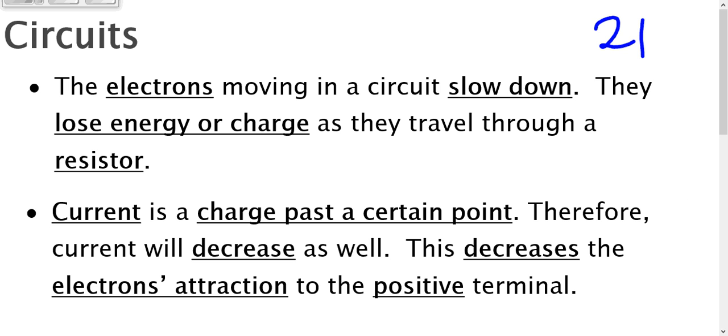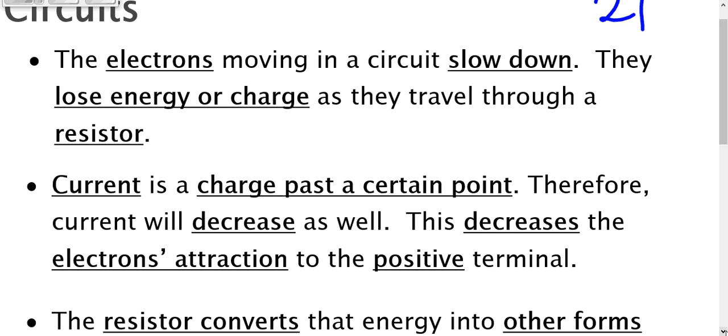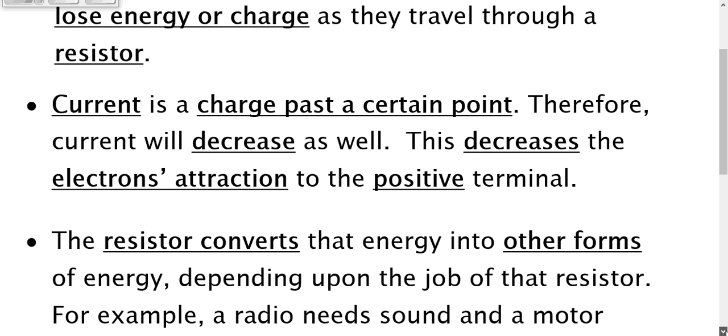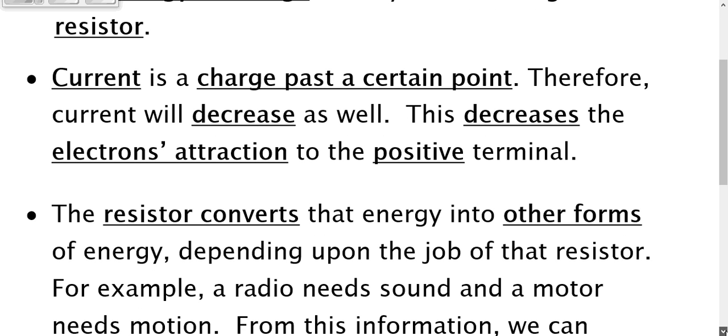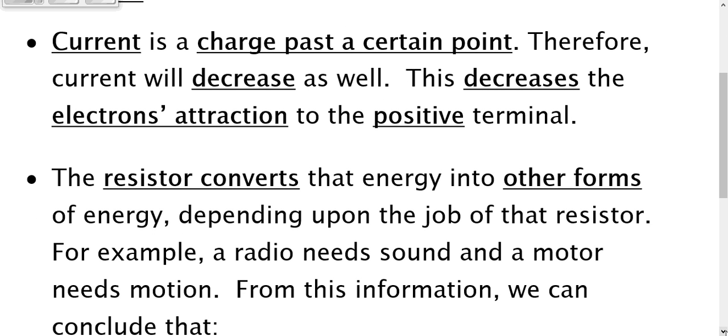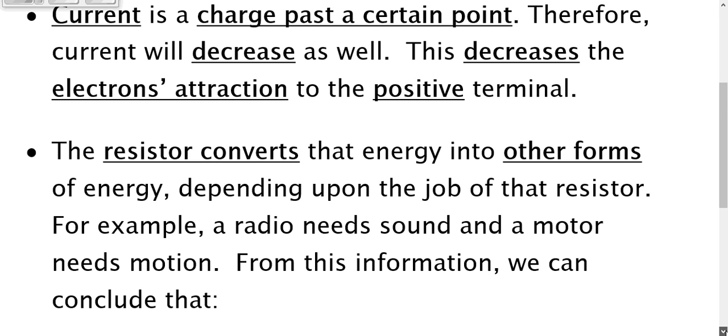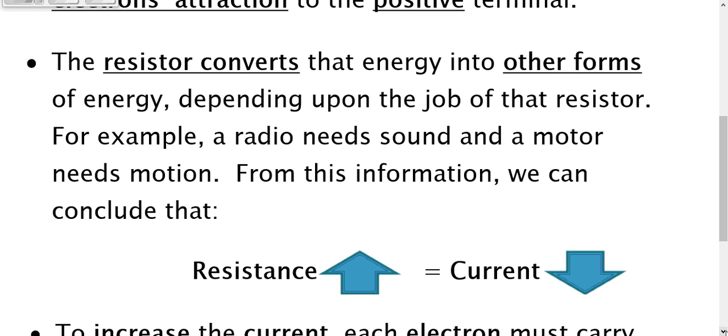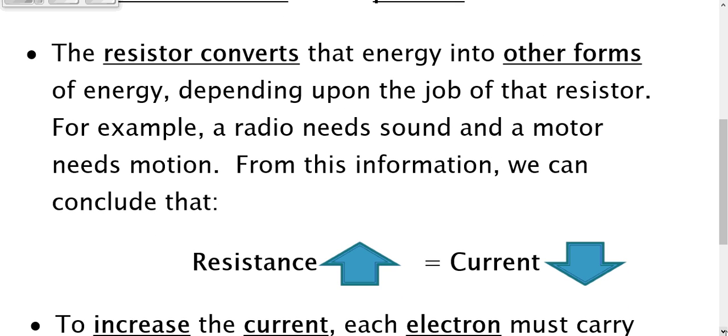Current is charge passing a certain point. Therefore, the current will decrease as well. The decrease in current reduces the electron's attraction to that positive terminal or end. So the resistor converts that energy into other forms of energy depending on the job of that resistor. For example, a radio needs sound and a motor needs motion.